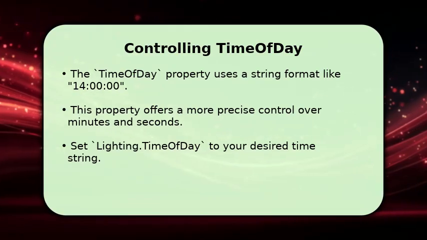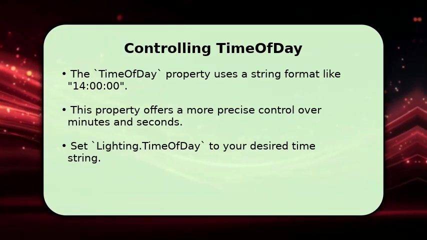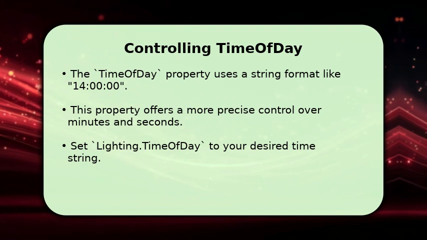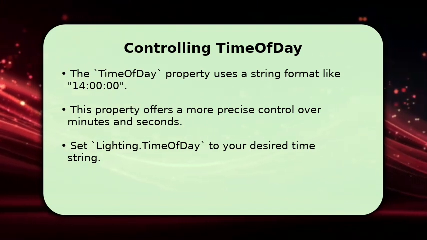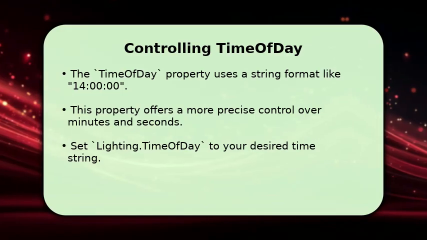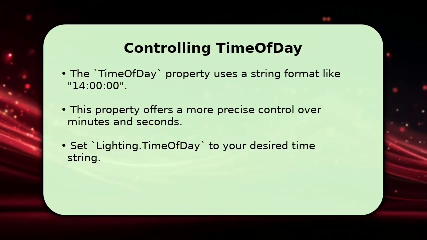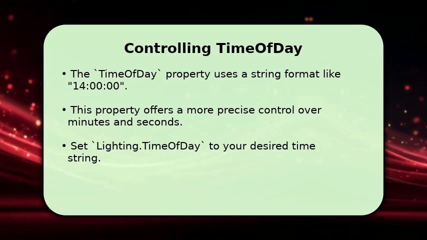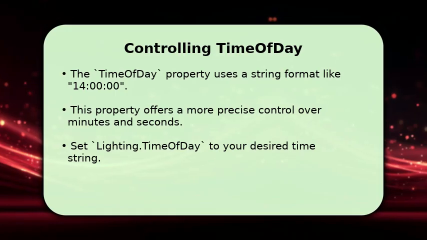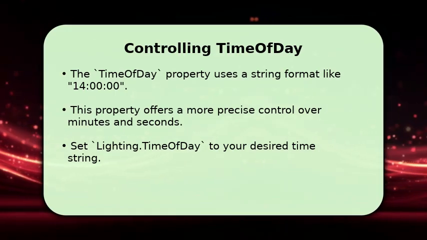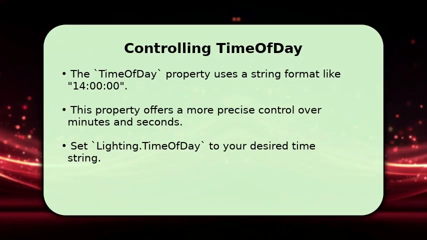Another effective approach is to utilize the time of day property. This property accepts a string value such as 18:30:00 for 6:30 p.m. You would implement this in a script as game.Lighting.TimeOfDay = 18:30:00. This method provides granular control, allowing you to specify not just the hour, but also the exact minute and second. Both clock time and time of day achieve the same goal of freezing the time, but time of day offers more precision.